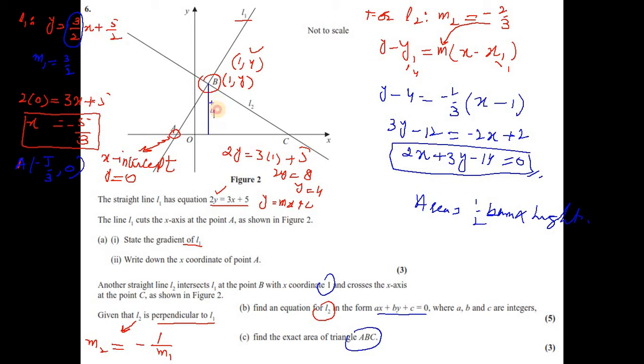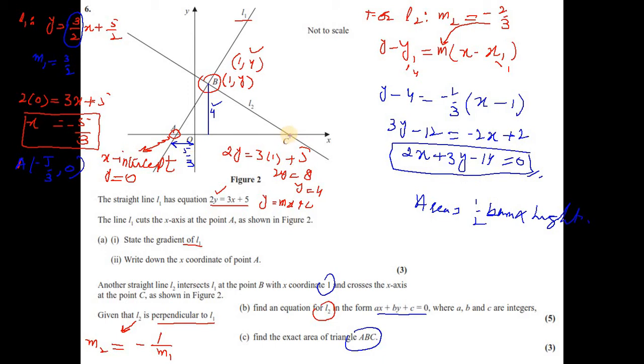So we have height, and in terms of base, you know that O to A, we have found the coordinate of A as minus 5 by 3. That means from O to A, this distance is 5 by 3. I'm talking about distance, not the position. That's why the distance is 5 by 3.